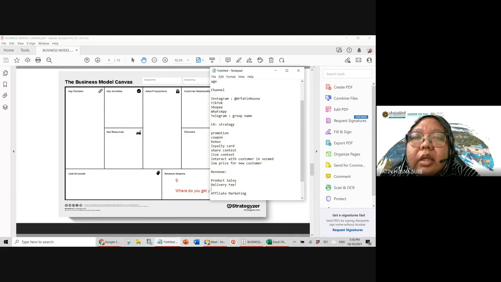The situation with delivery fee is, if your customer bears the delivery fee, you put the delivery fee under revenue. Even though you don't get anything from the delivery fee, it actually decreases your cost. Okay, so delivery fee is considered a revenue stream. But if you are the one who bears the cost of delivery, then you put it under cost structure.